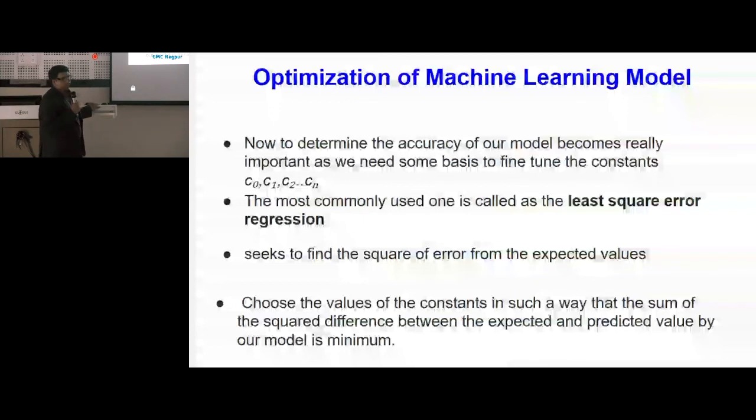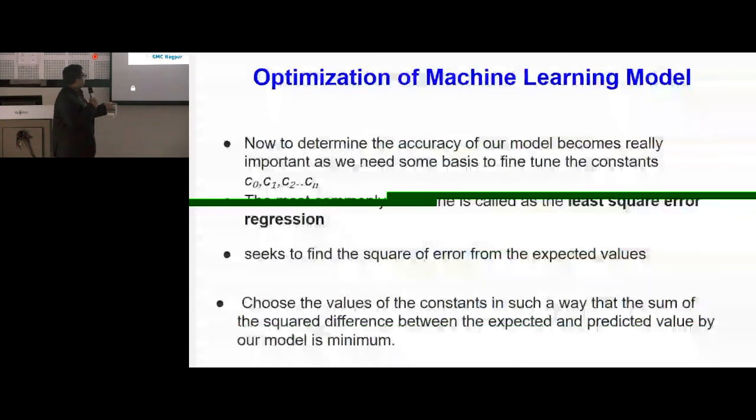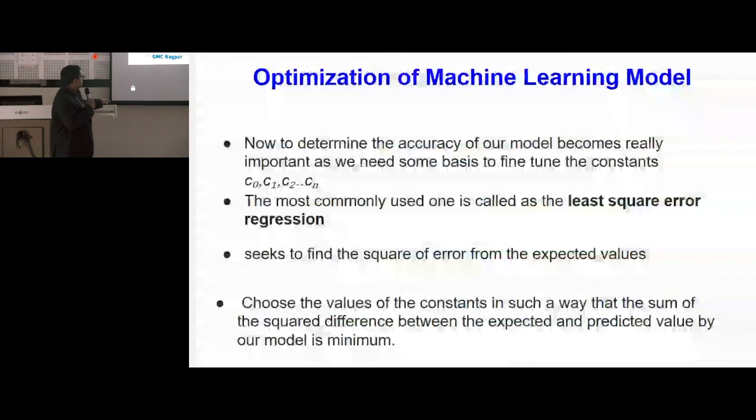We need to find the error. Like in linear regression, we use least squares. Least squares is taking the square of the errors, adding them, and taking the average. This mean square error seeks to find the squared error of the expected values. We choose the values of the constants such that the sum of squares is as low as possible. We need to fit our model in such a way that the error term is minimum, the difference between the expected and the predicted value is minimum. Error is minimum.